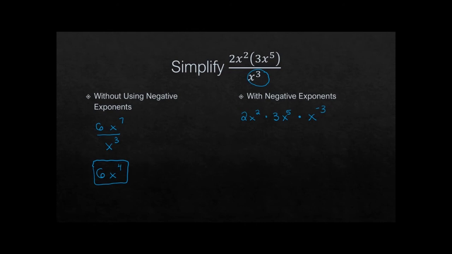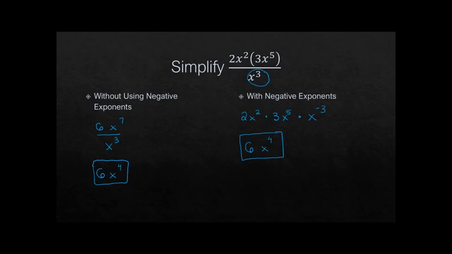So I would just rewrite it. Now they're all on the same level, and so now we're multiplying, which means you multiply the numbers, 2 times 3, which is 6, and then you add all the exponents, and so you can add them all at once. 2 plus 5 is 7. 7 minus 3 is 4. So you get the same answer, but by using negative exponents, you didn't have to write any fractions. So you can do it this way, get the same answer. It's just a different method.